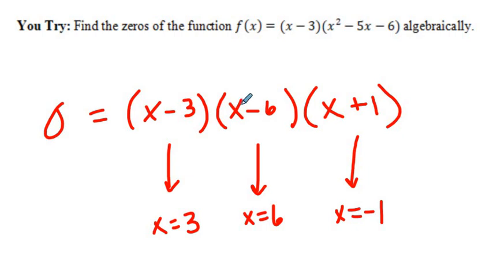Alright, here are your answers. Since x minus 3 is already in binomial form, all we have to do is factor this trinomial here. We end up with x minus 6 times x plus 1. These are our 3 factors. We set each one equal to 0, and we get our 3 solutions. They are x equals 3, x equals 6, and x equals negative 1. That means that on the graph, it will cross the x-axis at these 3 points.